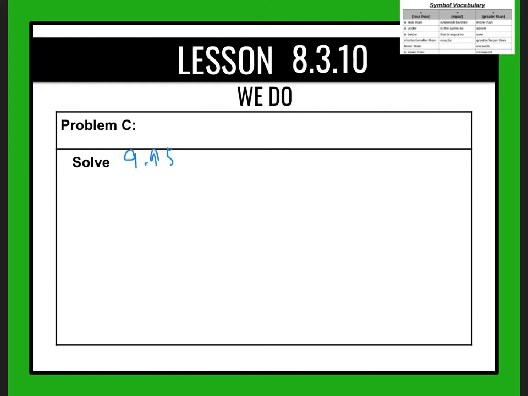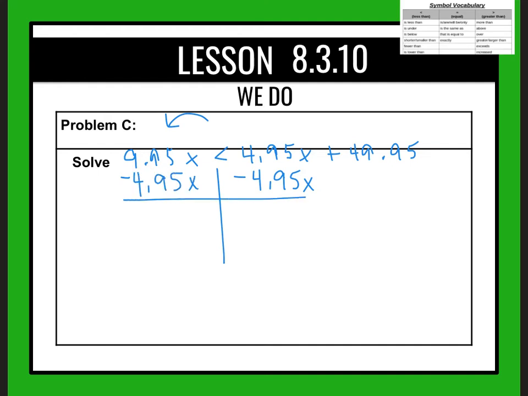So that's it. So we have $9.95x less than $4.95 times the number of months plus the $49.95. Okay, so once again, I need all my variables on one side, so I'm going to move the $4.95x. What I do to one side, I do to the other. And when I subtract that, that gives me 5x. You guys have a calculator. You can use that in order to check your answers. This forms 0 pairs, and this is what I'm left with.